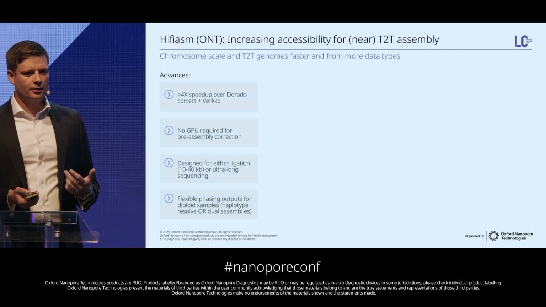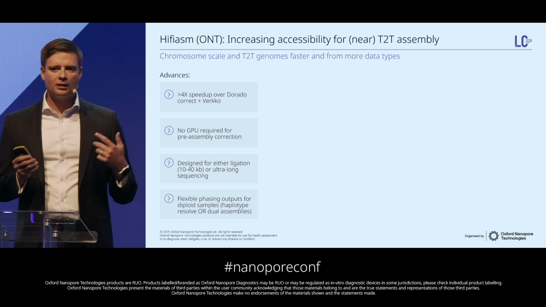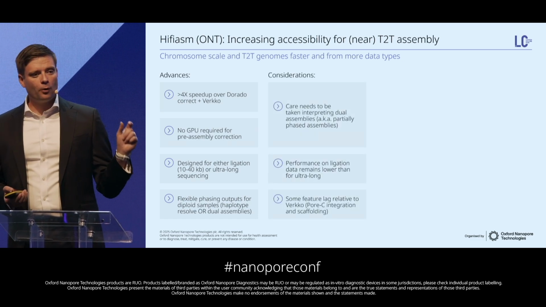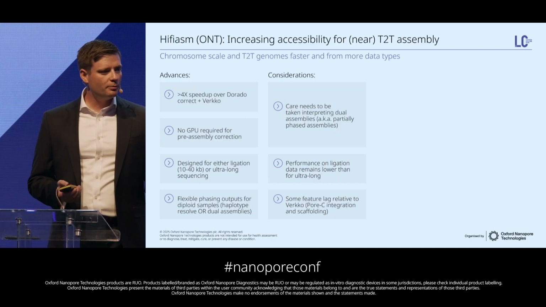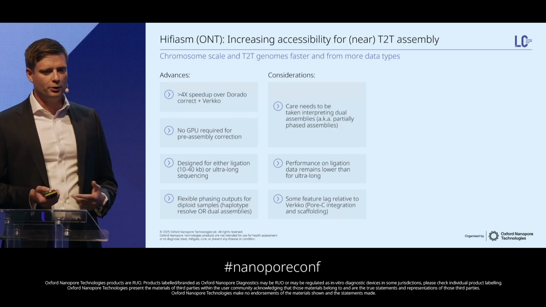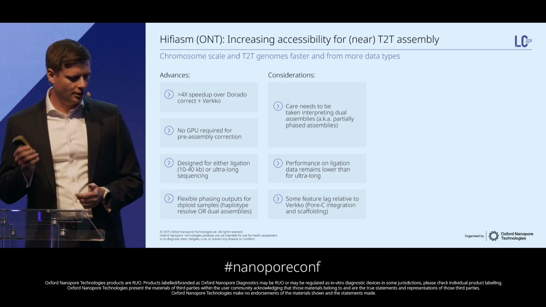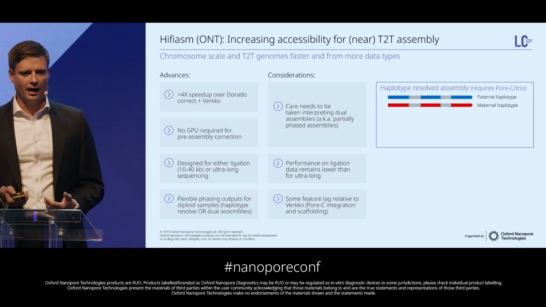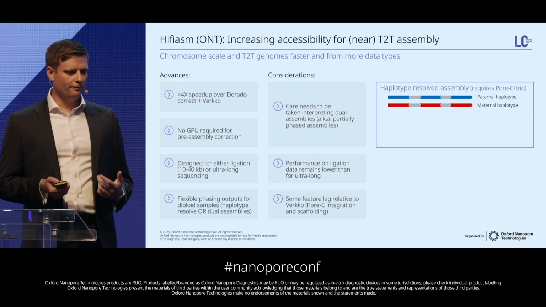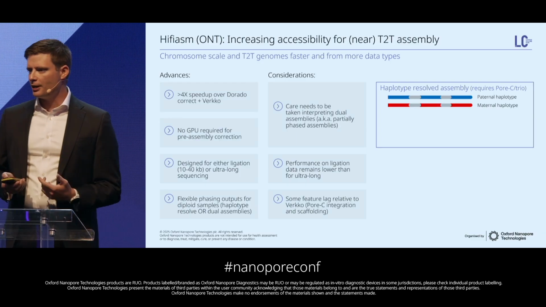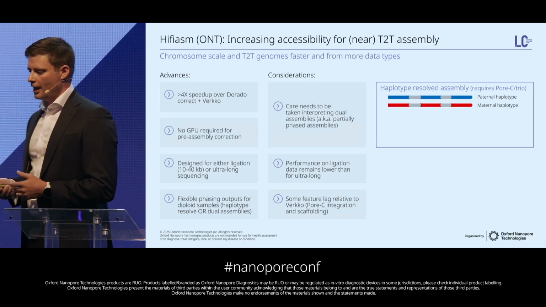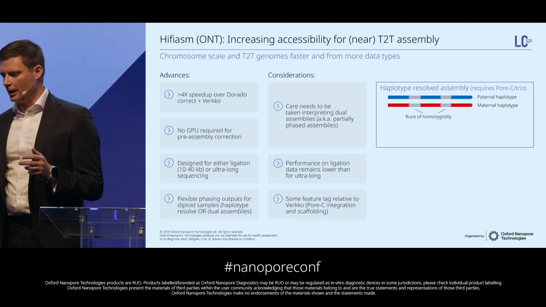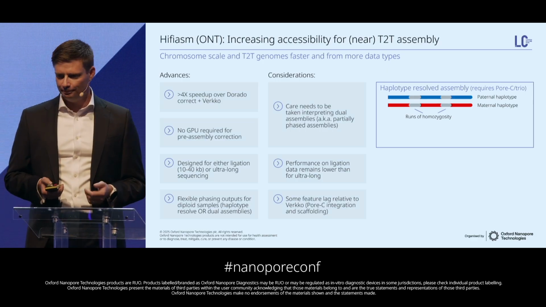Some considerations to bear in mind while using this, because it is a very flexible platform. Especially what I want to highlight is that care should be taken in interpreting outputs if you don't have long-range phasing information. If you have either Hi-C, Pore-C, or trio sequencing data, both hifiasm and Verkko will build what are called haplotype-resolved assemblies, where they use this data to connect sequence from maternal or paternal haplotypes on either side of long runs of homozygosity.